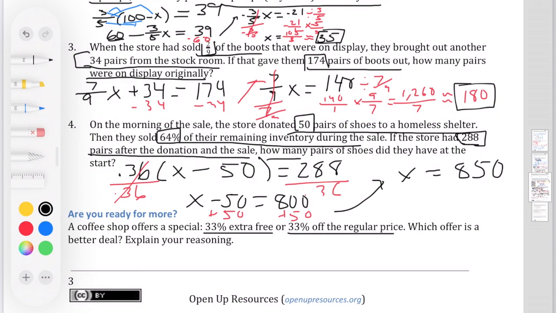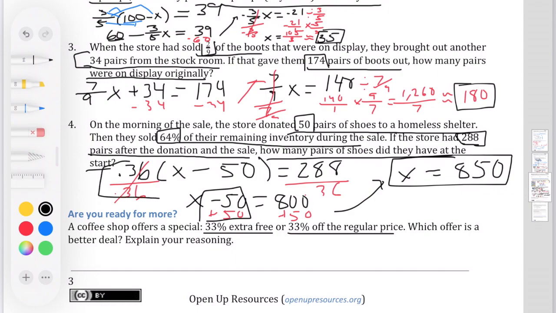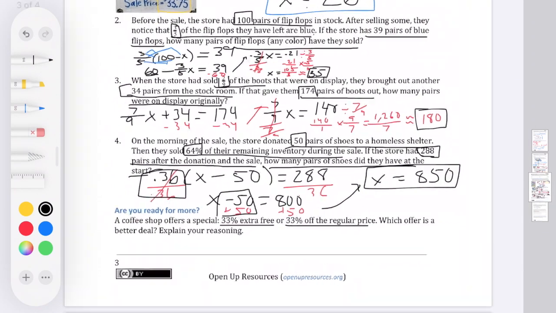So how many pairs of shoes did they have at the start? Well, we had 850 pairs. Then we donated 50 to the homeless shelter. And then they sold 64% of the remaining inventory, which means that we were left with 36%.